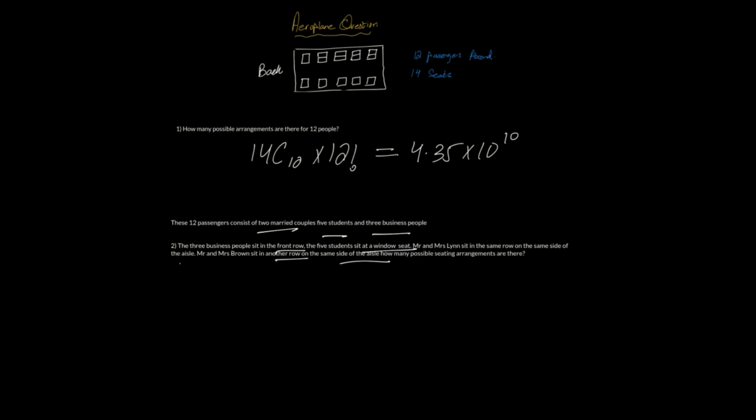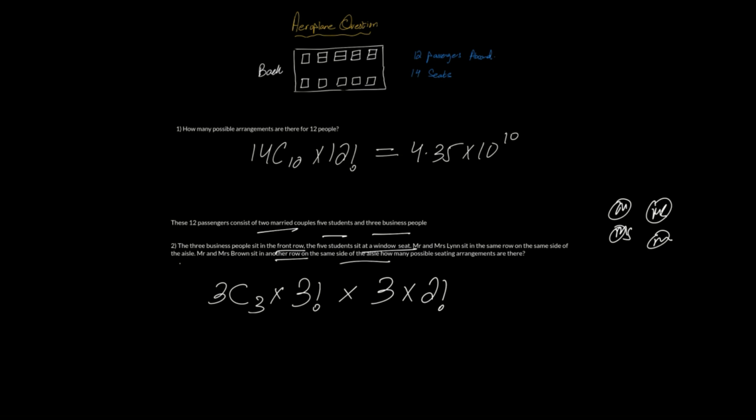Okay, so first of all, let's look at the three businessmen. There are only 3 seats in the front row, so all of the 3 seats are being occupied, and they can sit in 3 factorial ways. Now let's look at Mr. and Mrs. Lin. They can sit in any of the 3 couple seats. There are 1, 2, and 3 seats for couples. So they can sit in any of the 3 seats, and they can sit in 2 factorial ways because there are 2 people. They can sit either like this, Mr. and Mrs., or they can sit like this, Mrs. and Mr. Okay, so this is Mr. and Mrs. Lin.